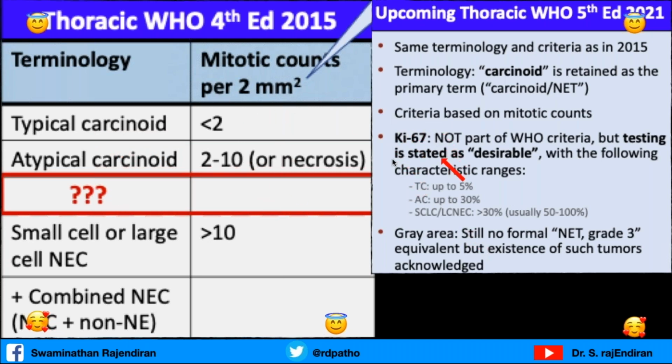Okay, and Ki-67 is not mandatory. The NET grade 3 is not introduced formally in the lung. So you have to remember that the uniform NET classification for GIT and pancreas, you cannot use it in the lung, but I am 100% sure in future it will come.